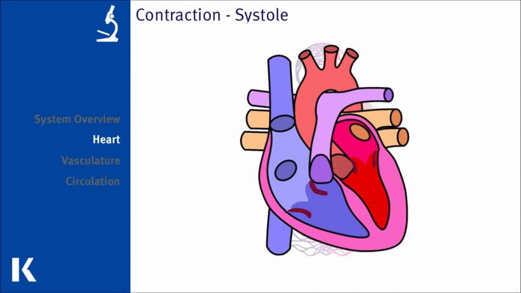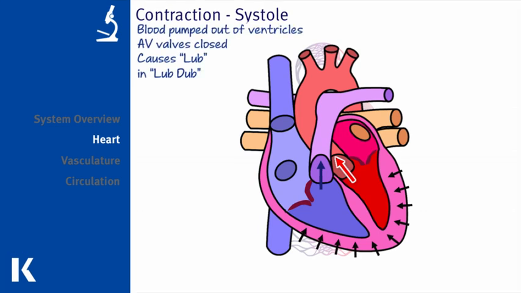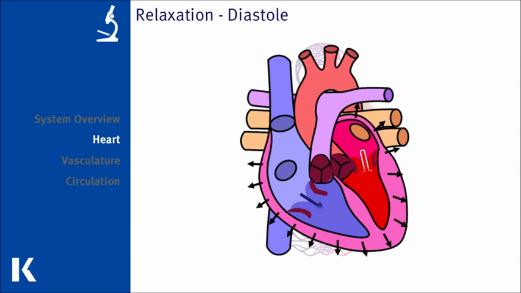Each of these electrical signals causes a heartbeat, and heartbeats are made of 2 parts. The first part is systole or contraction. In systole, both atrioventricular valves close, causing the lub of the lub-dub sound of the heartbeat. And the ventricular walls contract, causing the blood to flow out of the ventricles into the pulmonary artery and the aorta. Following systole is diastole.